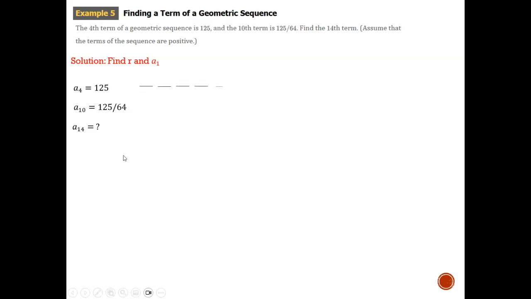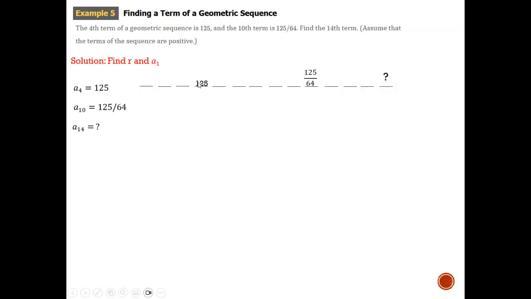Well, I am going to go back and use the setup that we did for the geometric. It's going to be a little bit different, but the idea is the same. So I want to know a sub 14, which is the last one. I know a sub 4 is 125. Here's my 10th slot. A sub 10 is 125 over 64. Here's the one I want.